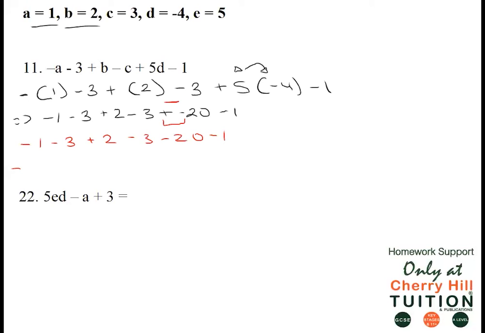Okay? Minus 1 minus 3 gives us minus 4. Minus 4 plus 2 gives us minus 2. Minus 3 minus 20 gives us minus 23. Minus 23 minus 1 gives us minus 24. We therefore end up with minus 2 minus 24, which gives us an answer of minus 26. Okay, so hopefully this was quite straightforward.